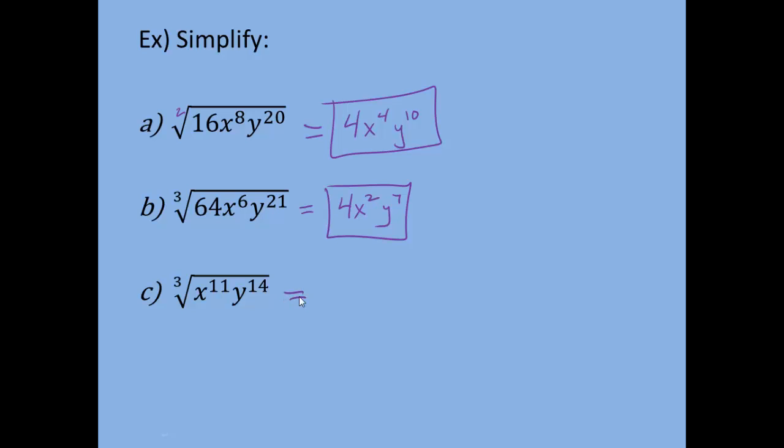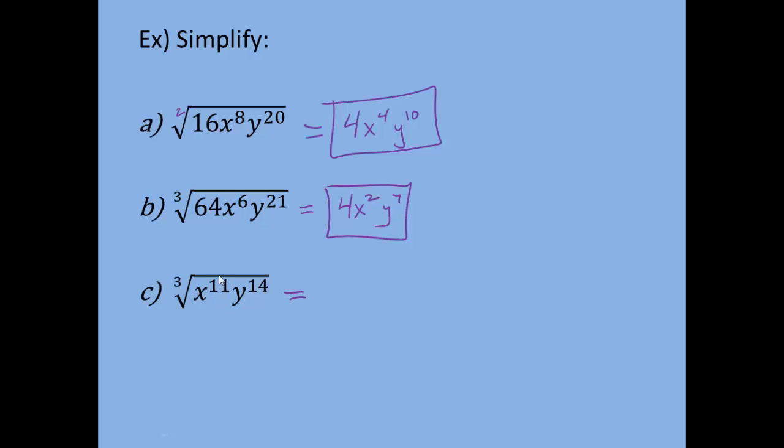And for this next one, you want to check to see if we're taking the cube root of x to the 11th, y to the 14th, if everything on the inside is a perfect cube. There's no coefficient, so we don't have to worry about that. For variables, remember the power has to be divisible by the index. Well, is 11 divisible by 3? The answer would be no, because 11 doesn't divide by 3 evenly.